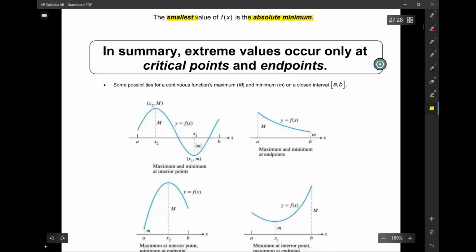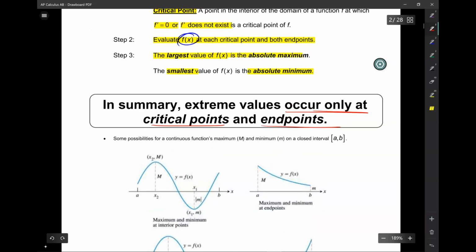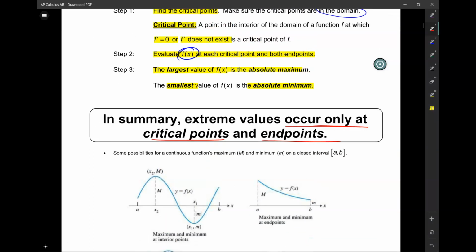So look at this one. In summary, extreme values occur only at critical points and endpoints. So here, step two, I stressed this, but I didn't stress these. When you evaluate f of x, you have to evaluate it at the critical points and both of the endpoints. Okay? All right.